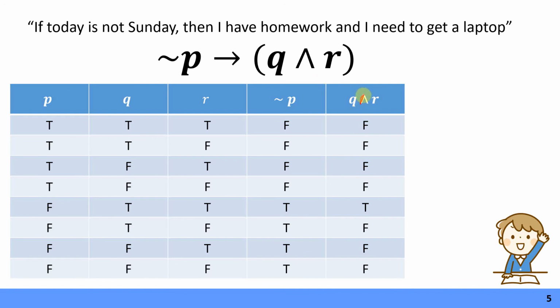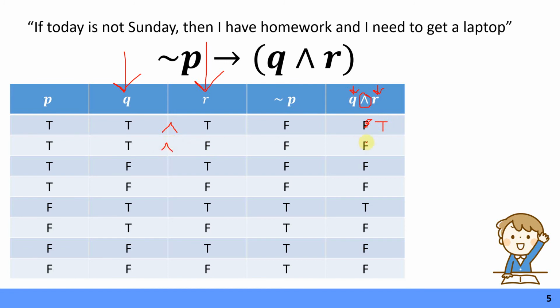So my next column is Q and R. Remember, for conjunction, they both have to be true. So you're not looking at the whole table. We're just looking at Q and we're just looking at R. So let me go ahead and make those here. We're combining them with a conjunction. And again, for conjunction, they both have to be true to get a truth statement. So here we have true and true, which should be true. Sorry about that.